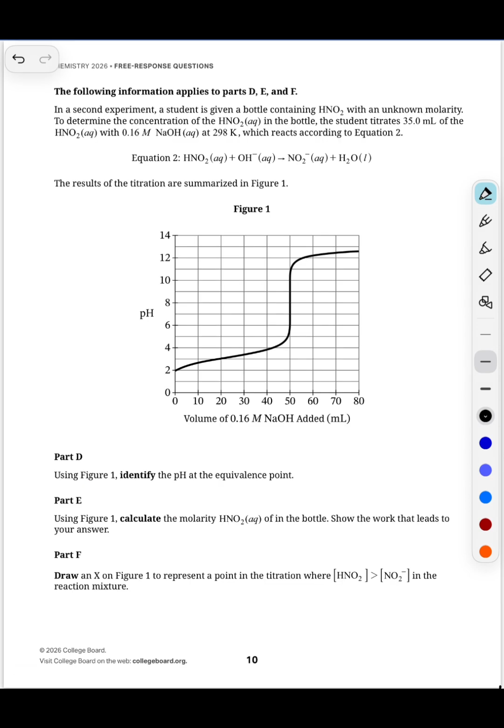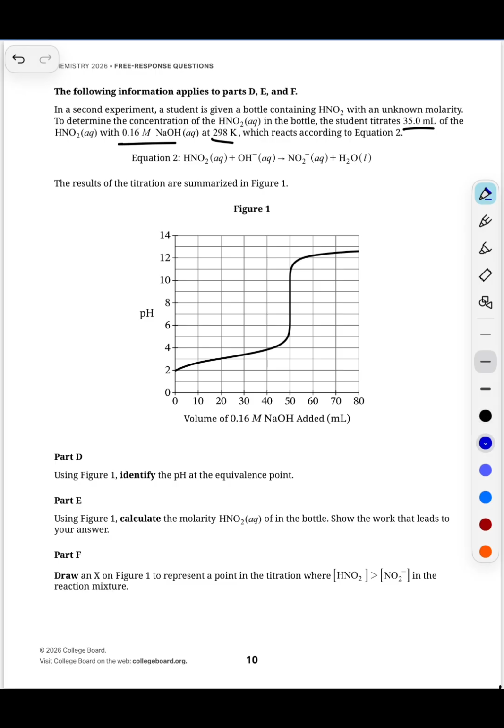A second experiment is conducted where a student uses the same acid, but now the molarity is unknown, and they want to do a titration in order to determine this unknown concentration. The volume that they use to titrate the weak acid is 35 milliliters. And then they use a strong base with a concentration of 0.16 molar at 298 Kelvin. And then they give us the equation for the reaction that happens from the titration.